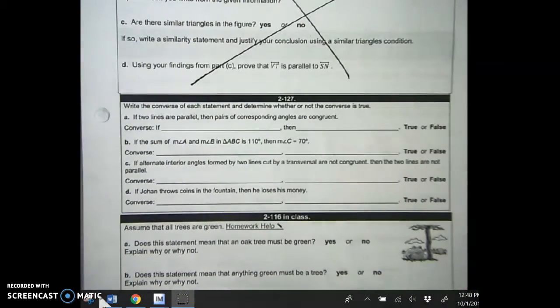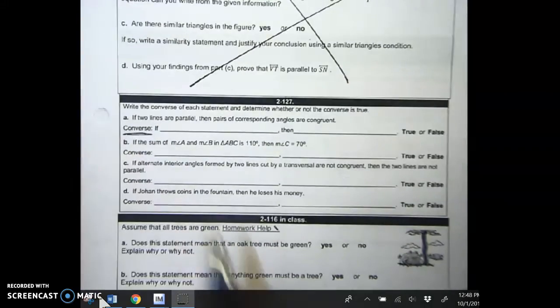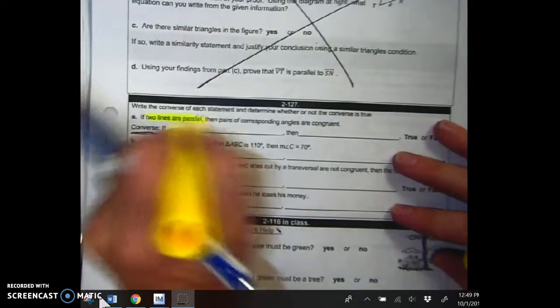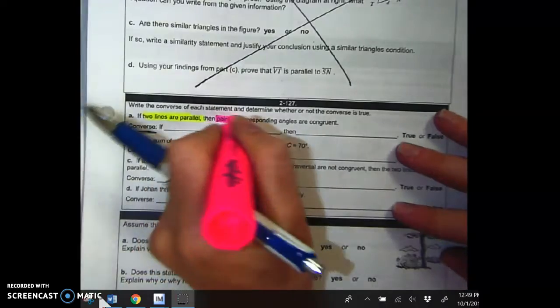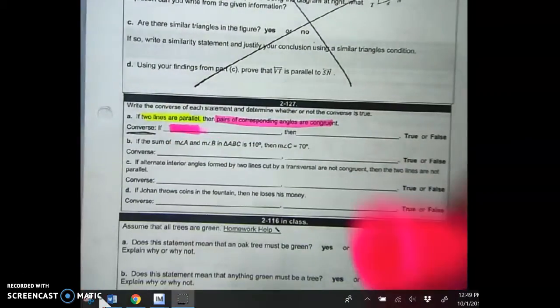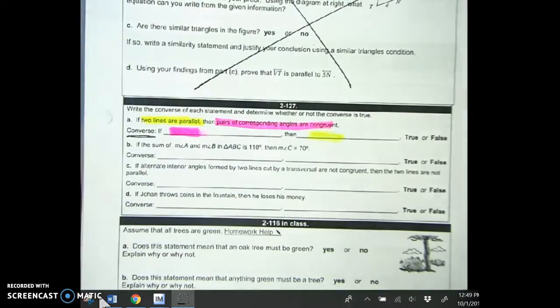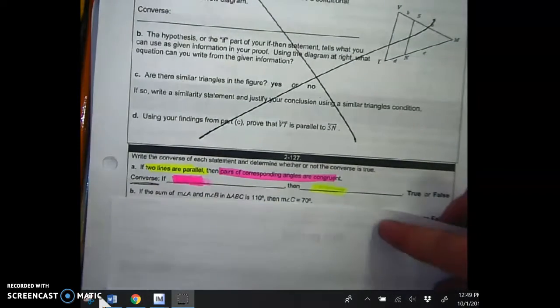And let's see here. Okay, so on this one, let's practice our converse. Remember what the converse is? It's the opposite. So the conditional is if yellow, then pink. So now the converse would be if pink, then yellow. And by the way, if this is on your test, then you can't just highlight. You need to actually write it out. So let's look and see if the converse is true.